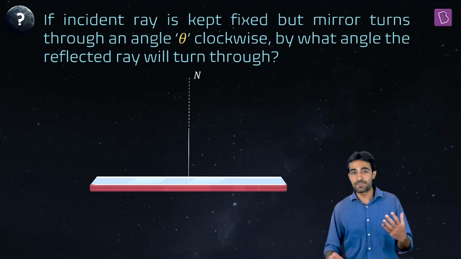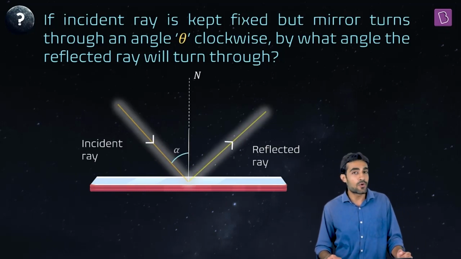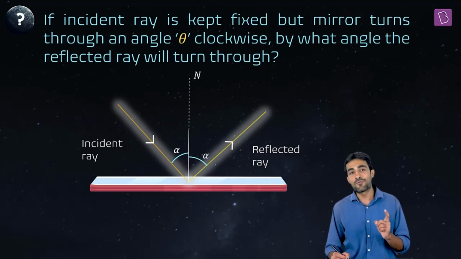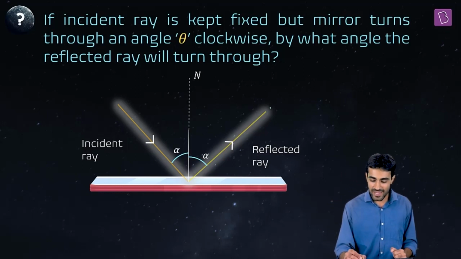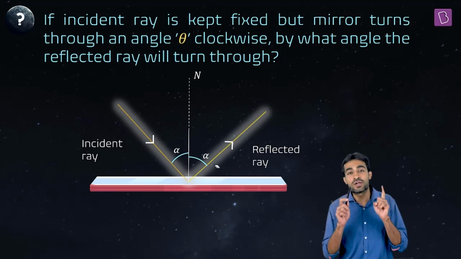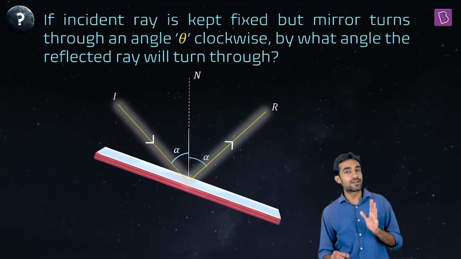Let's say this is our plane mirror and this is the incident light ray. Let the angle of incidence be alpha. Now, if the angle of incidence is alpha, what is the angle of reflection? Angle of reflection is also alpha. We know that. So this is our reflected light ray. Good. Now, we will turn the mirror by an angle theta clockwise. So we turn the mirror.